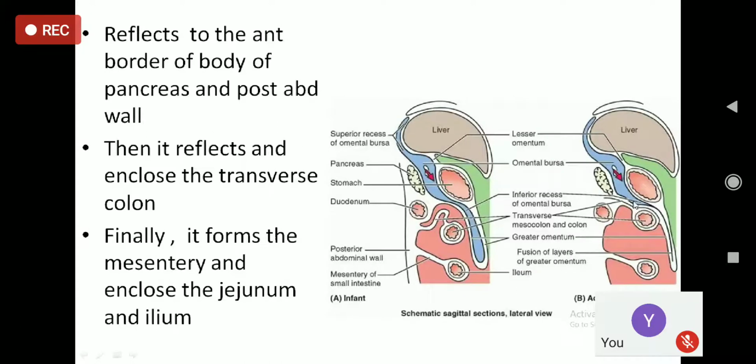It reflects back and covers the transverse colon and the anterior surface of the pancreas, and then it reflects downward and covers the small intestine by forming the mesentery. So that is the main reflection of the peritoneum in the abdomen.